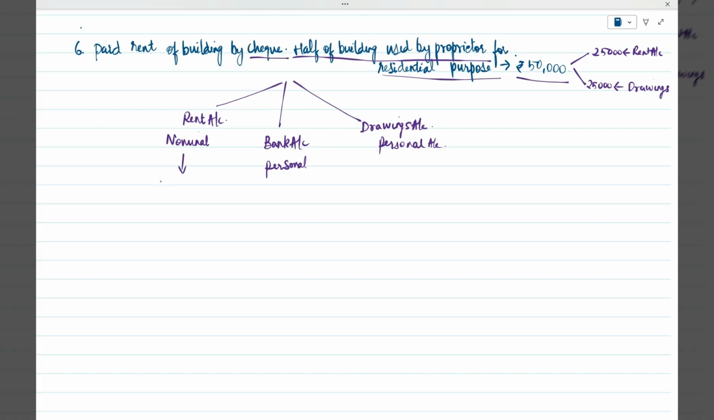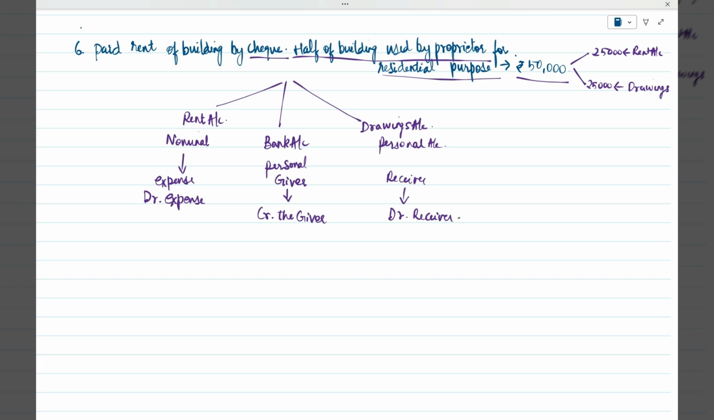Next is to identify the golden rule. Rent is a form of an expense. So because it is an expense, what does the rule say? Debit all expenses and losses. We paid, so bank is actually the giver. So what does the personal account rule say? We need to credit the giver. And drawings is a personal account, right? So drawing is nothing but the owner is receiving it in the form of drawing, so it is actually the receiver. We need to debit the receiver.